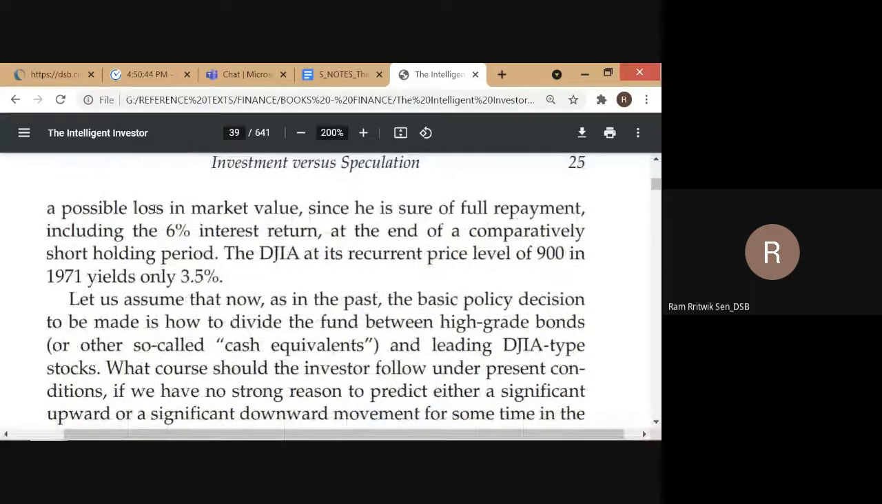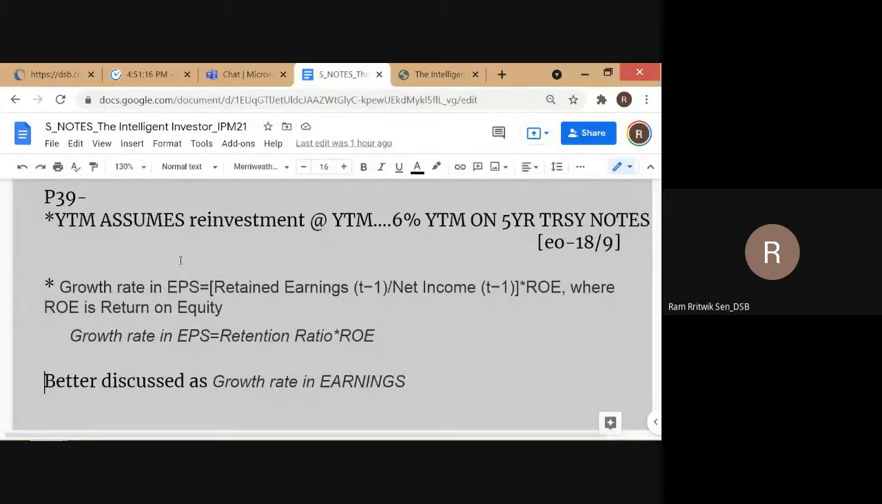Yeah, so I was just objecting to these kinds of statements, since she's sure of full repayment, including the 6% interest return. That's not really correct unless you are able to reinvest the interim proceeds on the fixed income security at the YTM. Only then will you get the total realized return of 6%. Otherwise, it will be less or more. It could be more as well if you get lucky. All right, so that's where we ended.